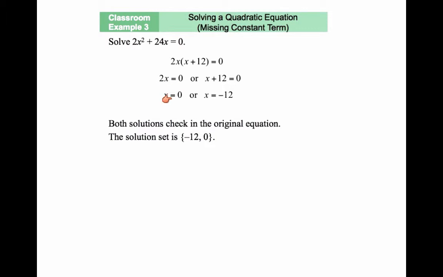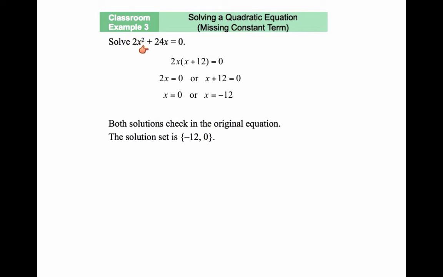Well, if 2x is equal to 0, I divide both sides of the equation by 2. I get x equal to 0. That's one solution. If I subtract 12 from both sides of the equation here, I get x equal to minus 12. So both solutions check in the original equation. The solution set would be minus 12 and 0. Notice that we have two solutions because this is a second order polynomial, a quadratic equation. It means you expect to get two solutions here.